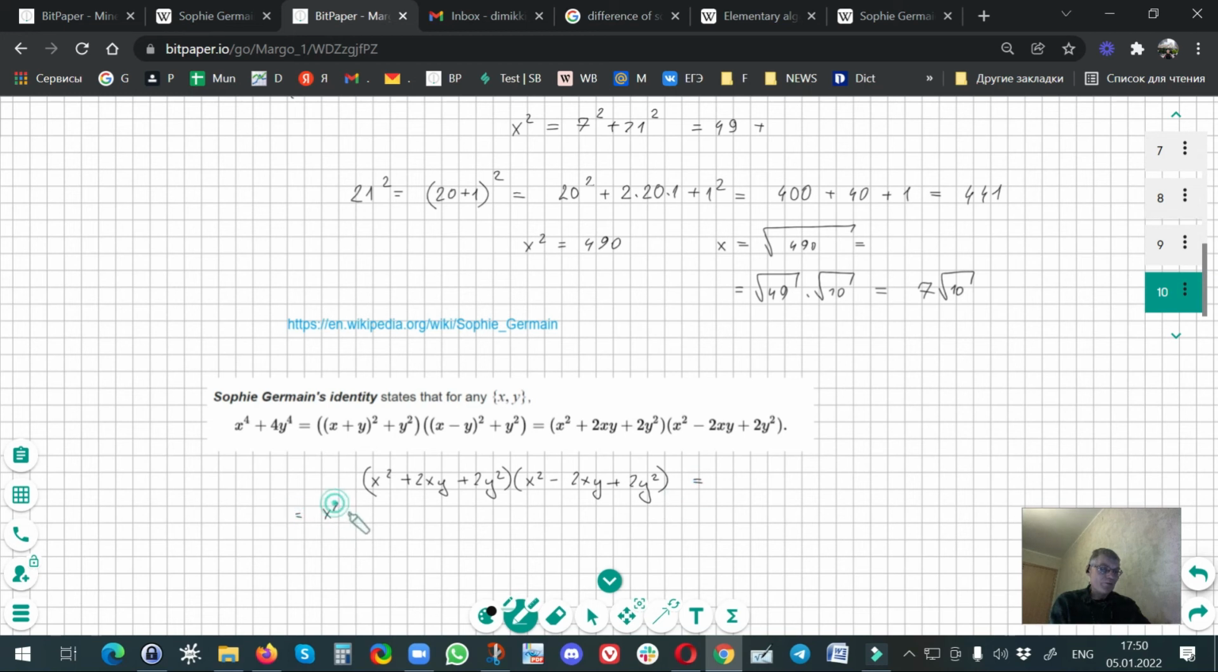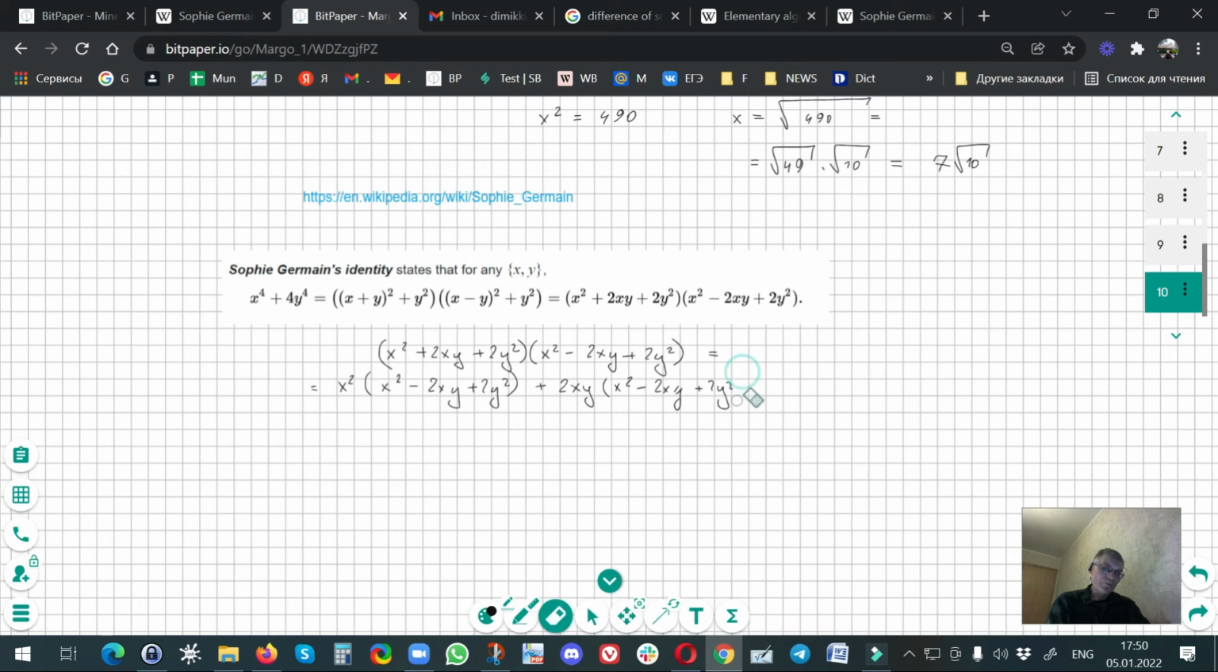Actually, we have to multiply 3 times. The first term here, plus 2xy times the same, and finally something awkward, 2y squared, and finally 2y squared times the same, x squared minus 2xy plus 2y squared. Let's go.